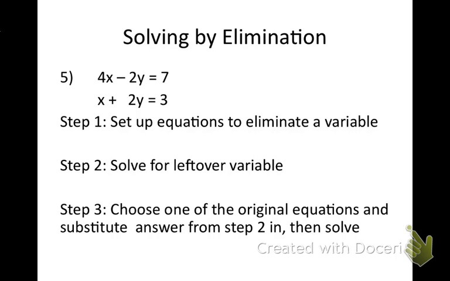4x minus 2y equals 7. x plus 2y equals 3. This is a perfect elimination problem. Why, Andy? Which variable is set up to eliminate? The y. Negative 2y, positive 2y. If you look there, they are set up to eliminate.